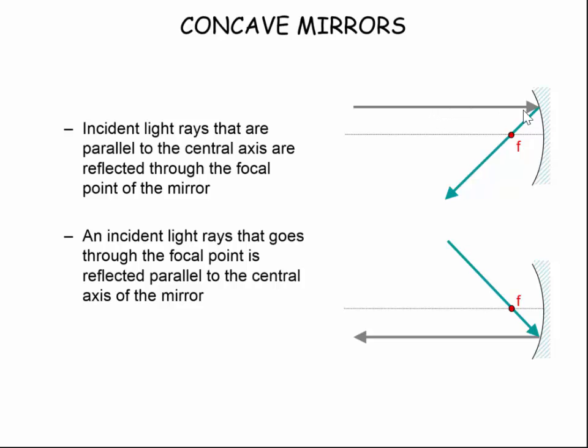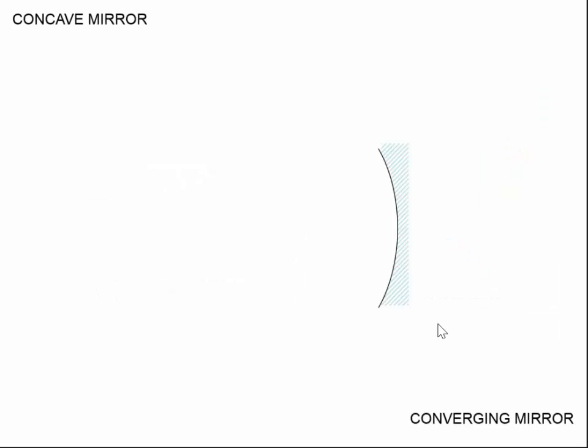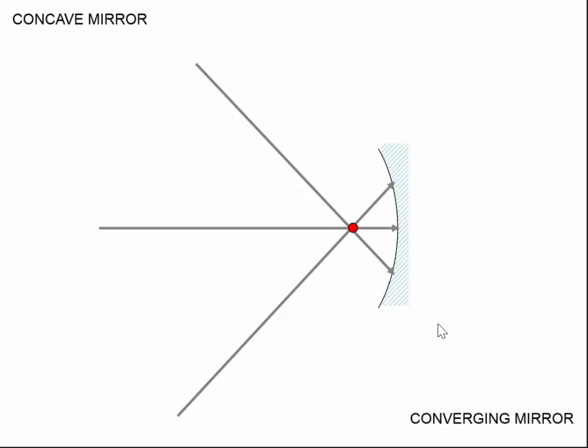So any ray that comes in parallel will reflect through the focus. In the same way, any ray that comes through the focus and hits the mirror will reflect in a parallel direction, parallel to the principal axis. If you've got rays all heading through the focal point of the mirror, they will all reflect parallel to the central axis.